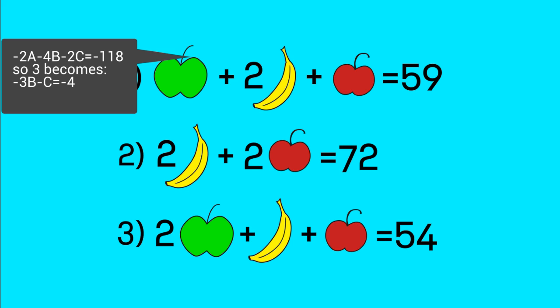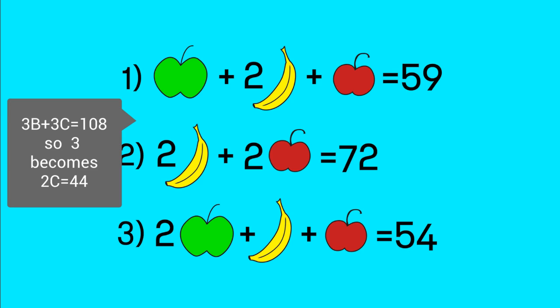So in equation 2, we have 2 bananas plus 2 cherries equals 72. So in order to get to 3 bananas, which is what we need to add to minus 3 bananas to cancel them out, we simply need to multiply equation 2 through by 1.5. And that's just because to turn 2 into 3, you multiply by 1.5. So we multiply through 2 bananas plus 2 cherries equals 72 by 1.5. And that gives us 3 bananas plus 3 cherries equals 72 times 1.5, which is 108.